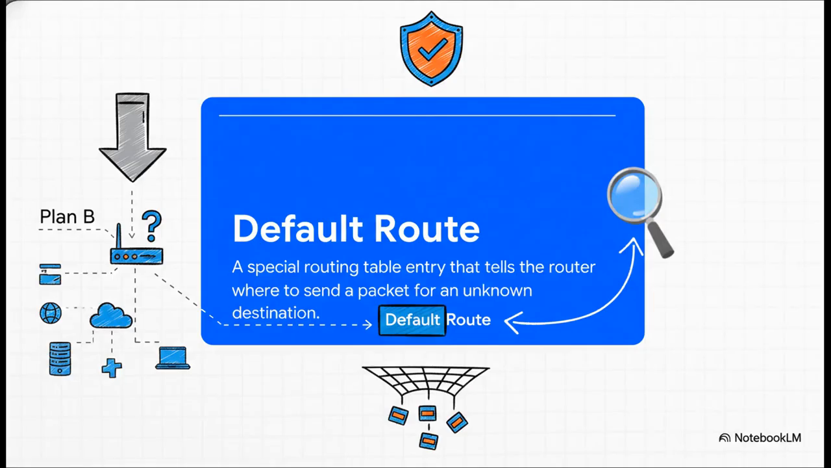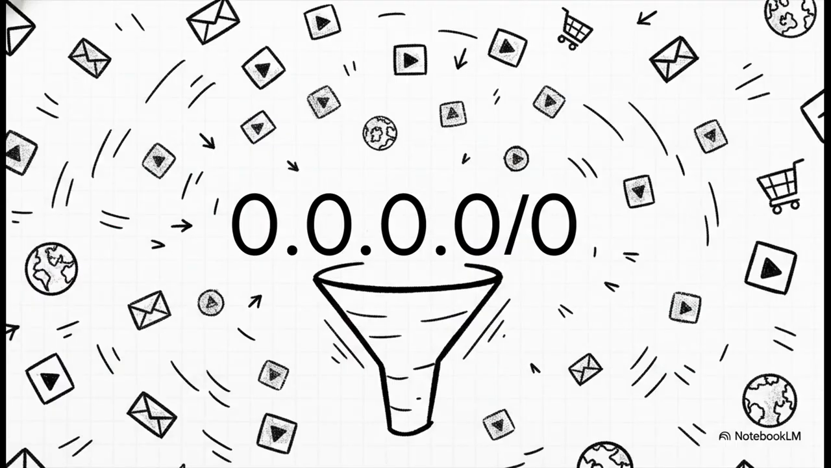Think of it as the router's ultimate plan B. It's this special little entry in its rulebook that's basically a catch-all. It's the fallback plan for any destination it doesn't have specific directions for. In network speak, it looks like this, 0.0.0.0/0. Now, that /0 part, it's called a 0-bit mask, but all it really tells the router is, hey, don't sweat the details of the address. This rule matches everything. It's the ultimate wildcard.